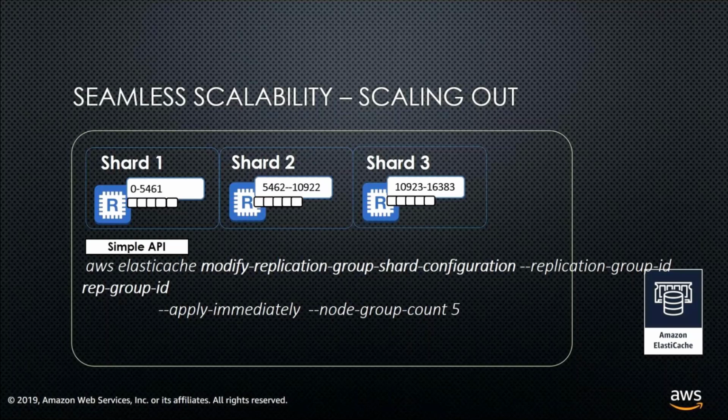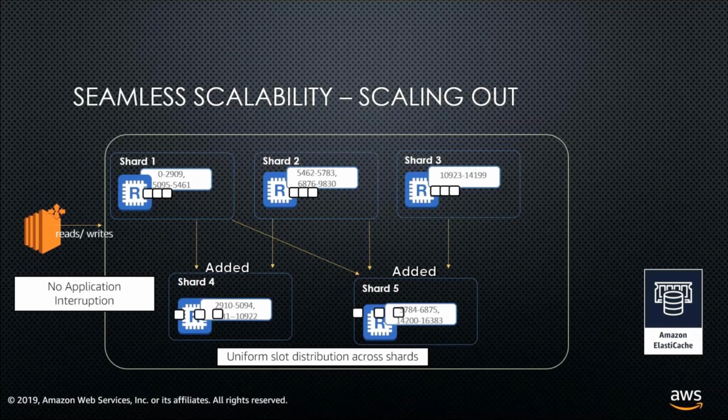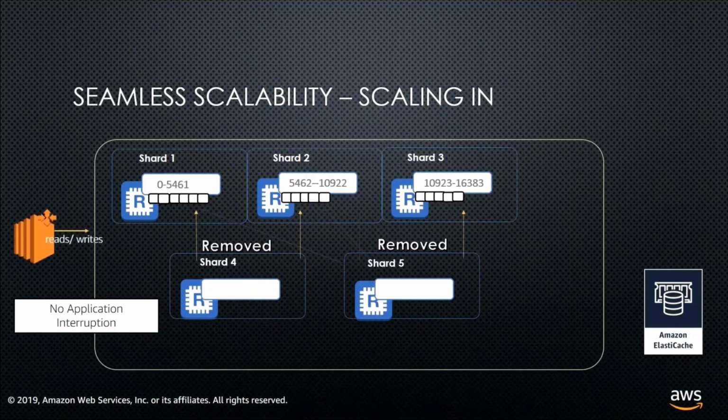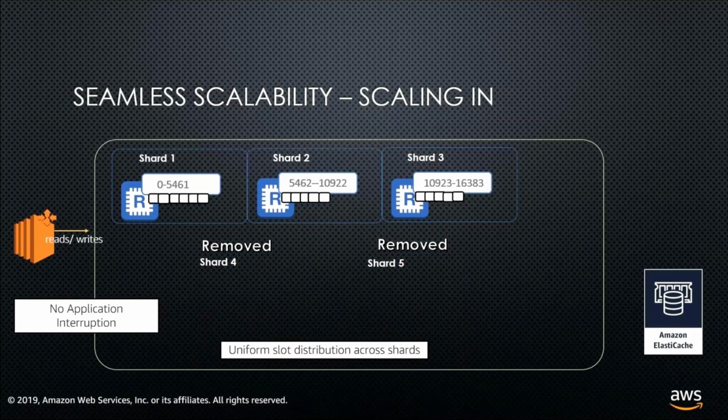You can use the AWS CLI command as shown here to add the required number of shards. In this example, it's adding 2 shards, totaling 5 shards in the Redis replication group. Or you can use the ElastiCache Redis console to add shards. Regardless of the mechanism you choose, ElastiCache will add the shards and rebalance the slots on your behalf. Scaling in also works similarly, removing the shards and rebalancing slots automatically on your behalf.